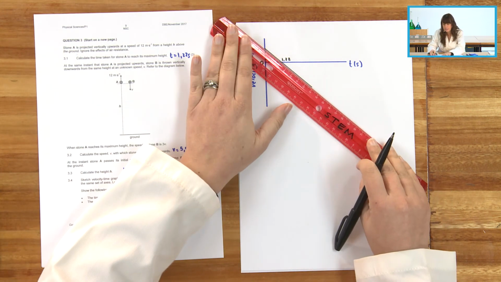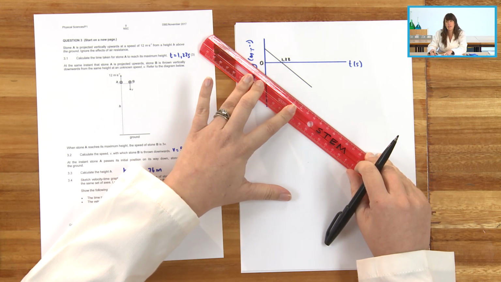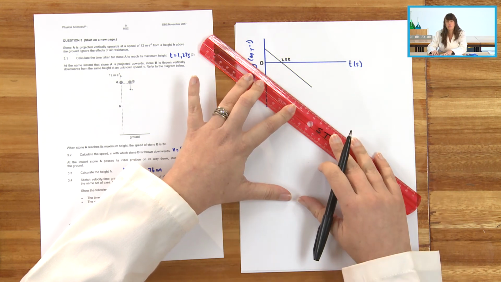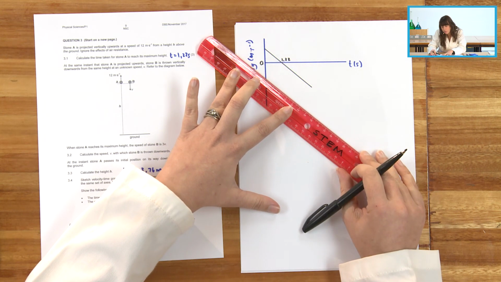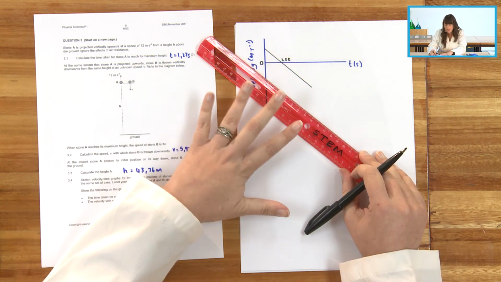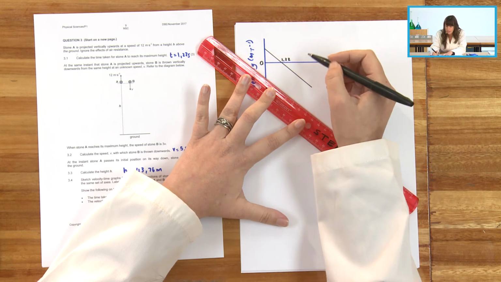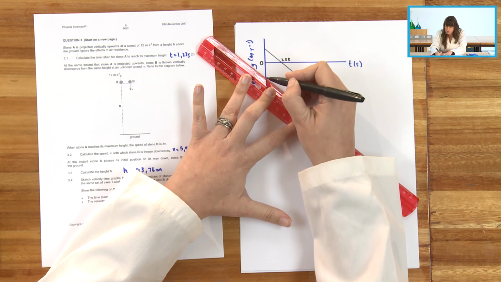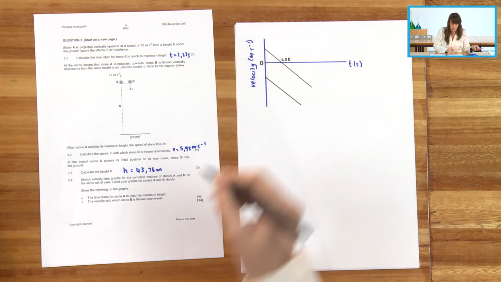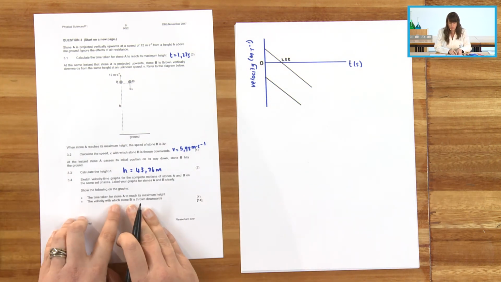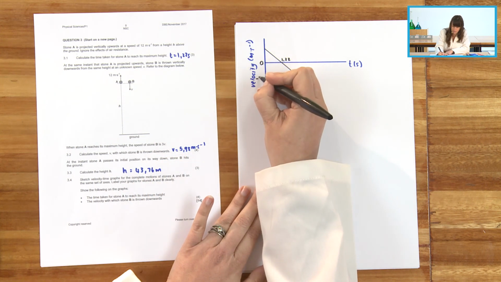Remember that our gradients for these two graphs should be the same because the gradient represents the acceleration, which for both is the acceleration due to gravity. So I'm going to just move my ruler so that I can see it's more or less the same. It doesn't need to be 100%, but should be as close as you can get. We start with the negative velocity, and we're going to have our graph go down like that. And remember, they asked us to include the velocity with which stone B is thrown downwards, which we said was negative 5,98.